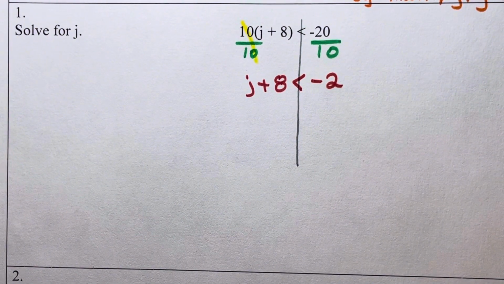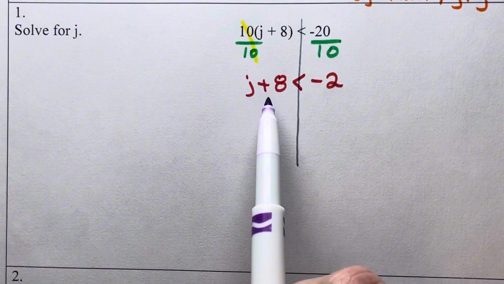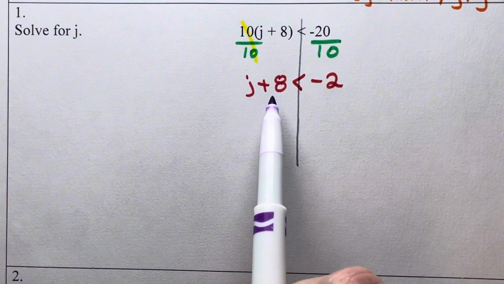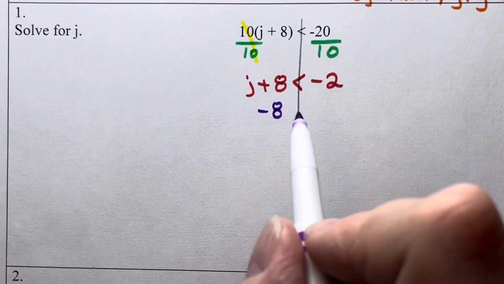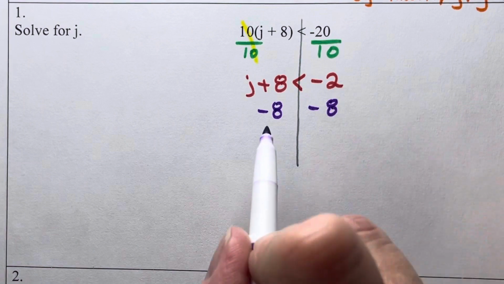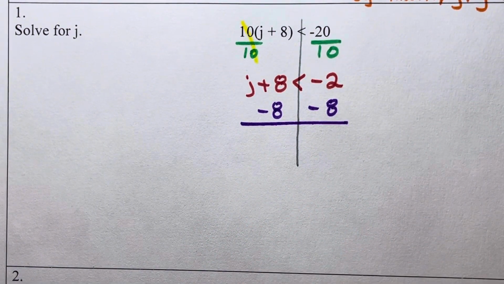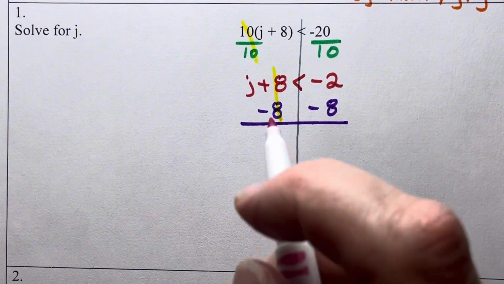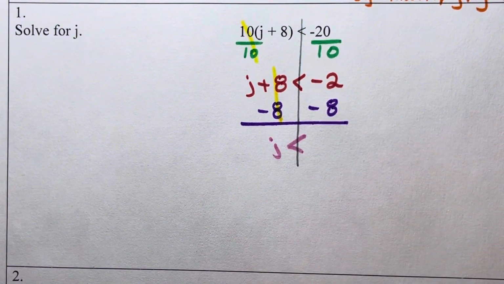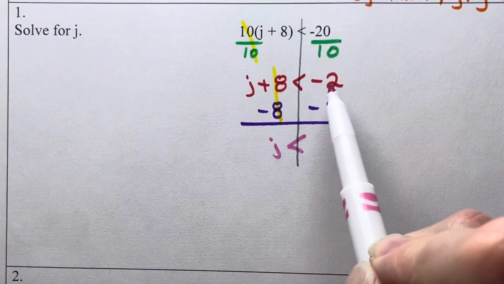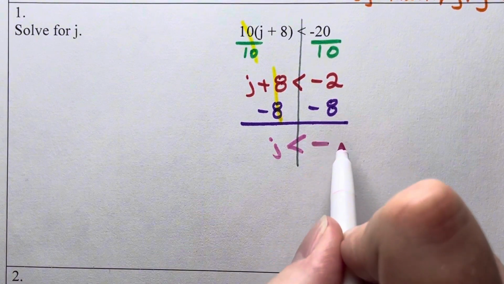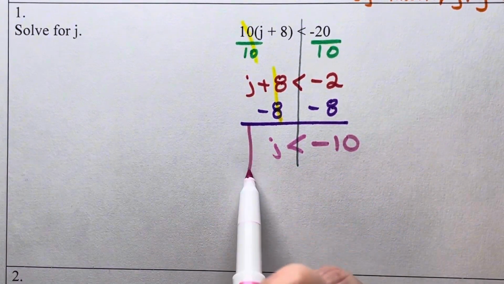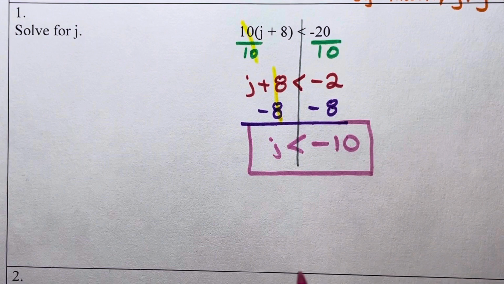Now we can get rid of the adding or subtracting values, as we were reminded in the introduction. So the opposite of adding is subtracting. And what you do on one side of the river, yes, you do to the other. So now that we've gotten rid of our 8, we see that j is less than negative 2 minus 8, which makes a negative 10. So j is less than negative 10.